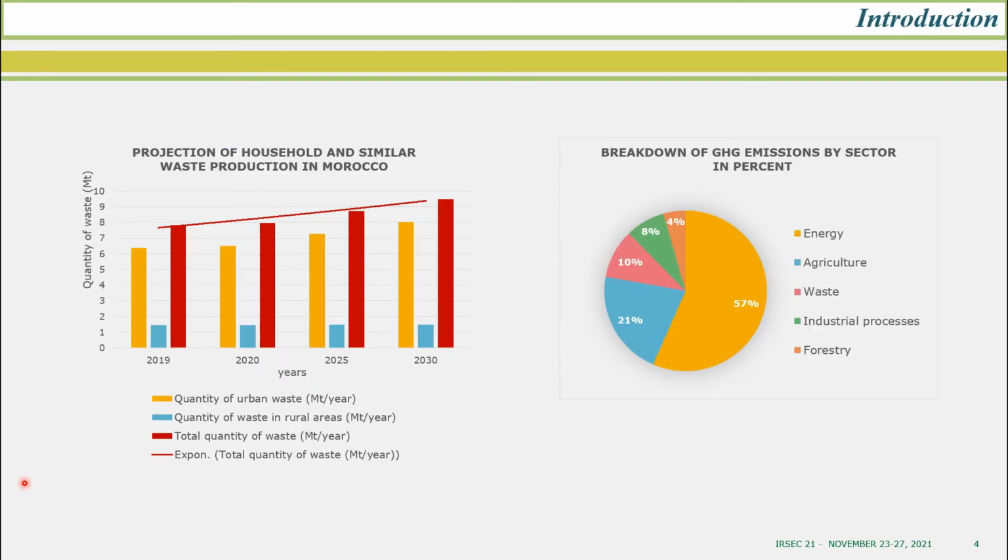Nowadays, waste management is a real socio-economic and environmental issue. In Morocco, the quantities of waste are continuously increasing with a growth rate of around 5%, caused by population growth, change in lifestyle, and the development of technology. Currently, the waste sector generates about 10% of greenhouse gas emissions.